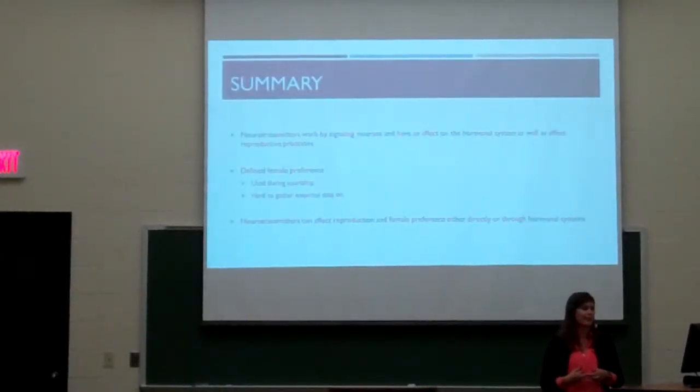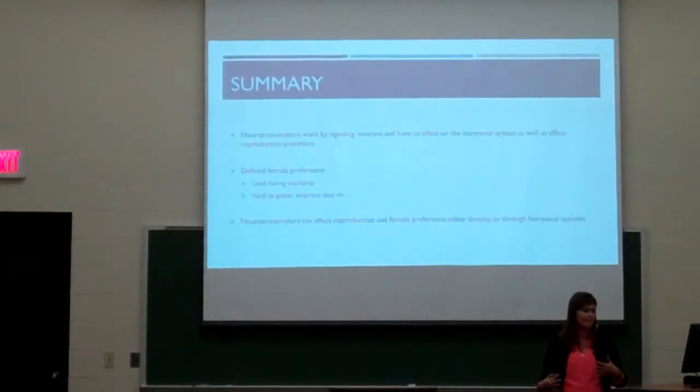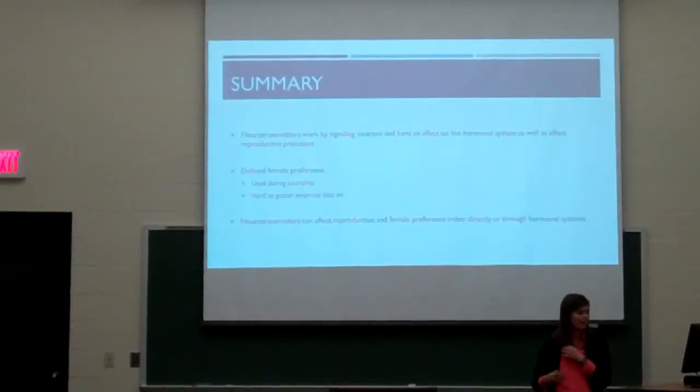Okay, so then the summary. Neurotransmitters work by signaling neurons in the nervous system, and they can have an effect on the hormonal system, which can also affect reproductive success and processes. Define female preference: it's used during courtship. It's basically females picking the mates that they find most beneficial or most attractive, with the best genes for their offspring. And it's very hard to gather empirical data on. They're still trying to develop some new experiments to figure out how to best get hard quantitative data.